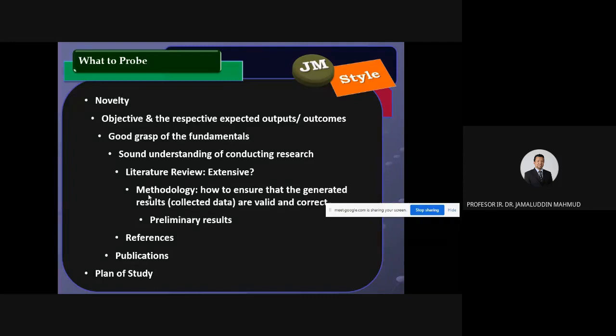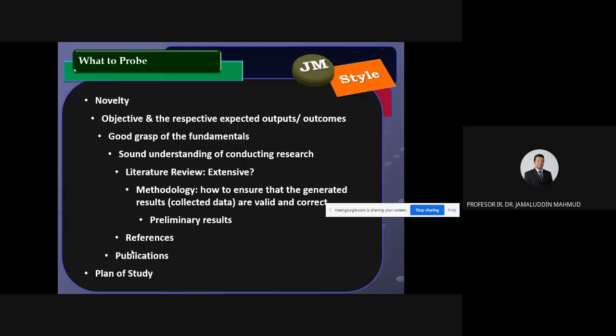And then the understanding of conducting research: does the candidate understand what research is? Then I will look at the literature review, whether it is extensive or not. And then the methodology, preliminary results. I also look at the references, publications, and the plan of study. So these are the points. I'm giving the points first; later on, I will elaborate on that. These are the points that as an assessor we can look at.